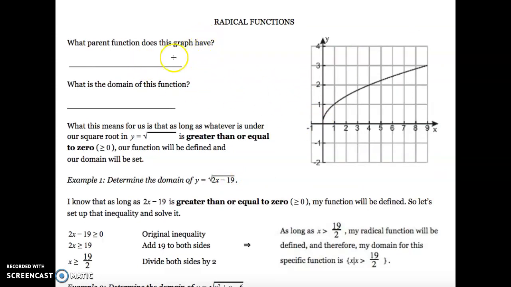So here's a radical function, and the parent function that we work with for this radical is y equals the square root of x. And for this guy, it says what's the domain of this function. So there's an actual point on this radical function. There's a point right here, and this is the most basic radical function. And so the domain of this graph would be the set of all x values such that x is greater than or equal to 0. And so then as long as I make whatever is underneath my square root greater than or equal to 0, then our function will be defined and our domain will be set.